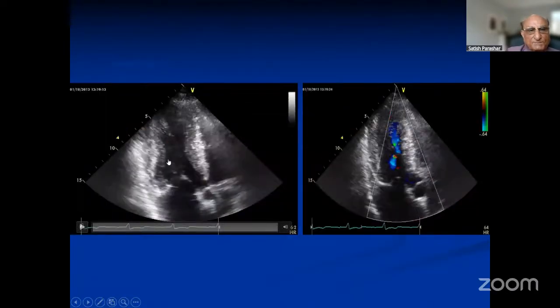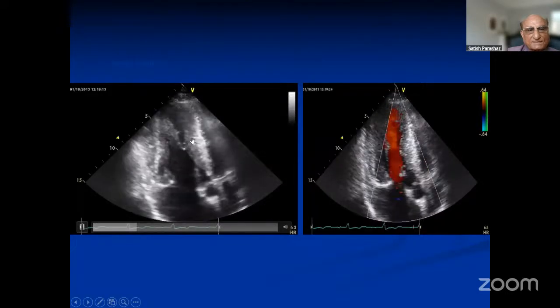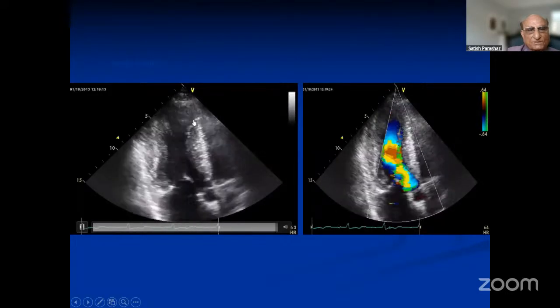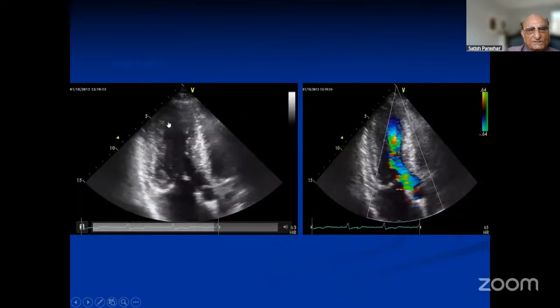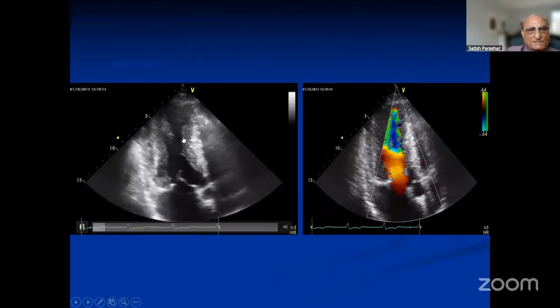Now coming to the mid LV, you see this is a mid LV type of obstruction, and also there was some thinning and akinesia of the apex, suggestive of possibly an aneurysm or something.